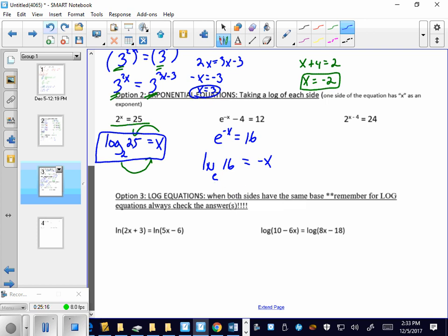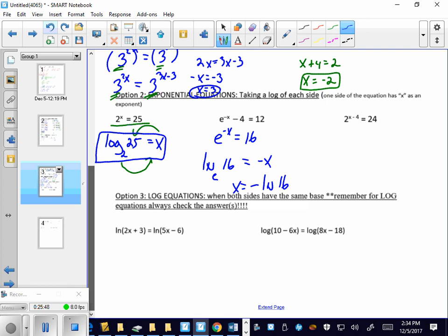But I haven't actually solved for x. What I have is negative x. So in order to solve for x, once again, I just need to divide both sides by -1. So what I get is that x equals the negative natural log of 16. And notice I don't need to write the base, because the only base of a natural log is e. I'm going to rewrite that a little bit better. There we go. You can write the e as the base. You don't have to. I will typically not do that.